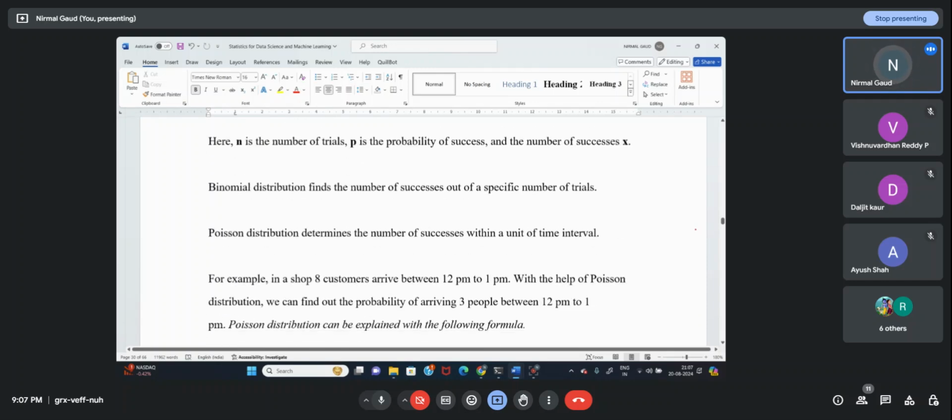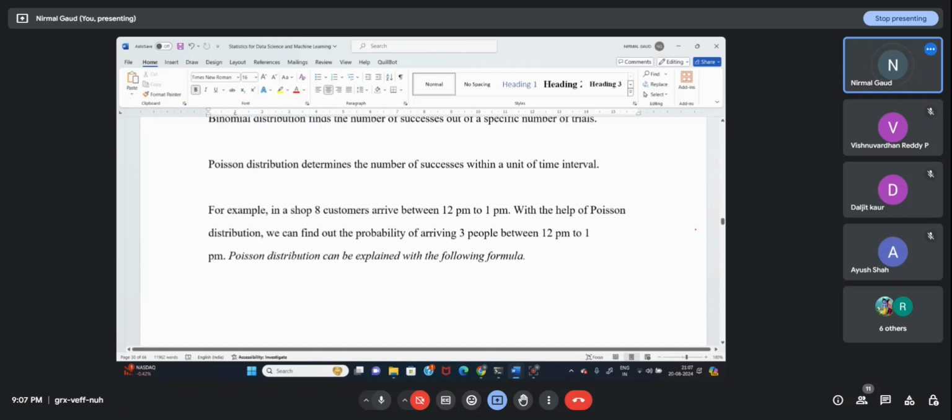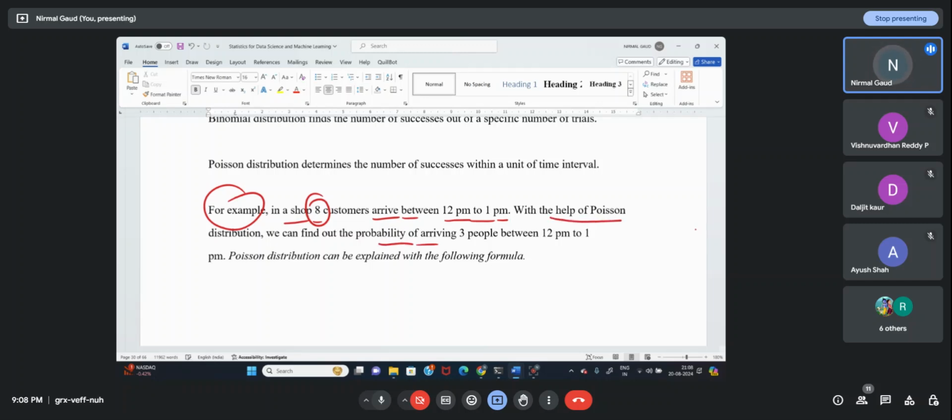Binomial, I explained. Bernoulli, I explained. Poisson, I explained. But here is one example related to Poisson. In a shop, 8 customers arrive between 12 p.m. to 1 p.m. on average. I need to find the probability of 3 people arriving between 12 to 1. What is the probability of 3 people arriving between 12 to 1?